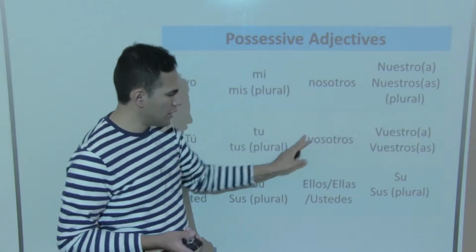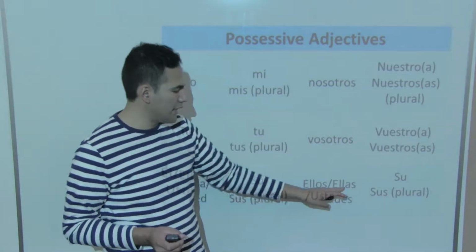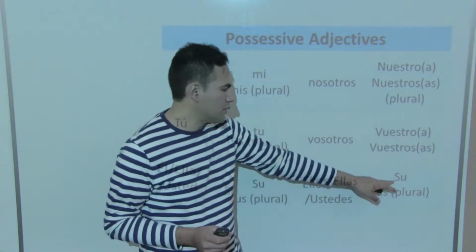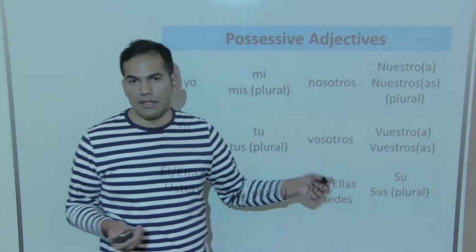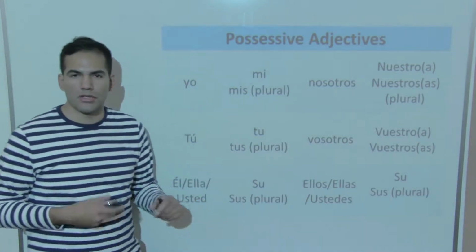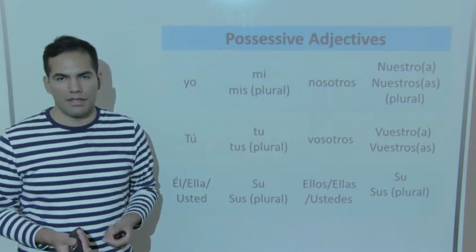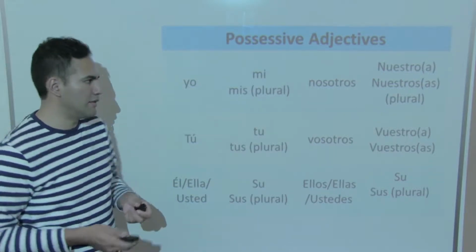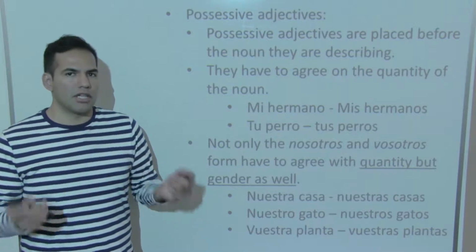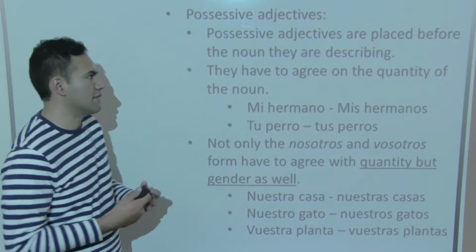Then we have vosotros, and finally ellos, ellas, ustedes. They're all going to share the form su or sus, depending on whether it's plural or singular. So make sure you remember these. Just try to make flashcards, remember them, keep them in mind all the time. Okay, so these are a few characteristics of the possessive adjectives.